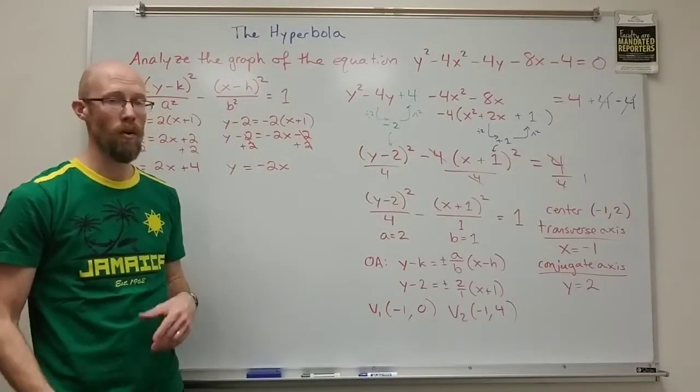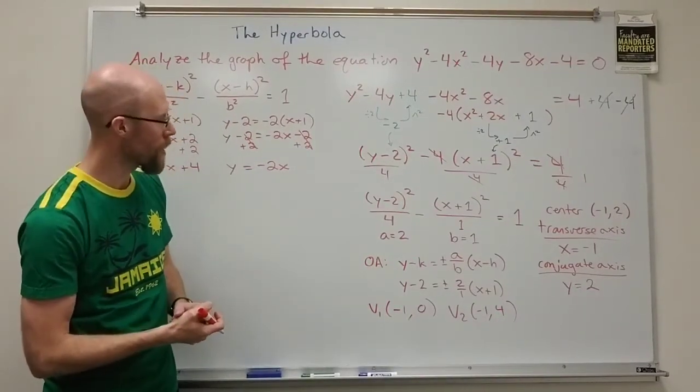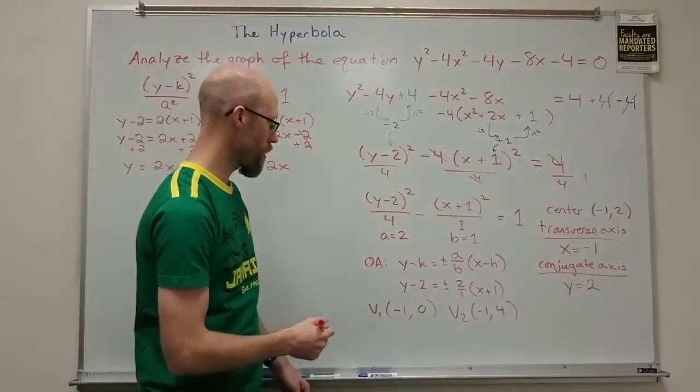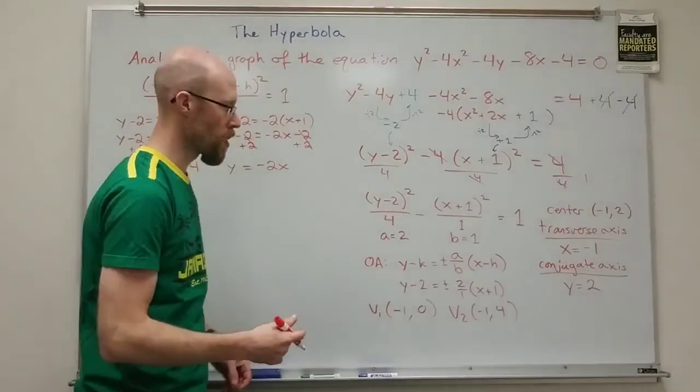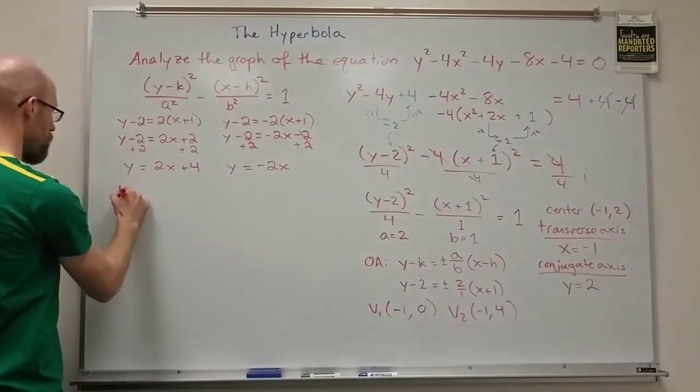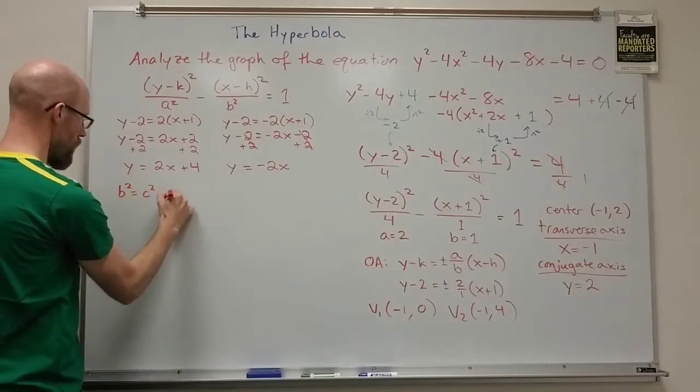Now, the foci are the only thing left to find, and I can find the foci by solving for c. Remember, I need the equation b squared equals c squared minus a squared.